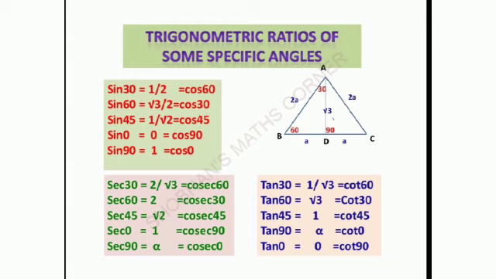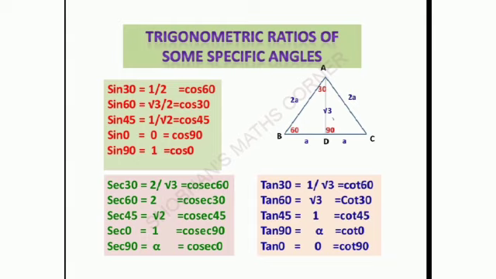Now if you take tan 90, it is infinity, because you can see sin 90 by cos 90. Sin 90 is 1 and cos 90 is 0, 1 by 0 is infinity, that's why tan 90 is infinity, and cot 0 is also infinity. Whereas tan 0 is 0, because sin 0 is 0, sin by cos is 0, and cot 90 is also 0.